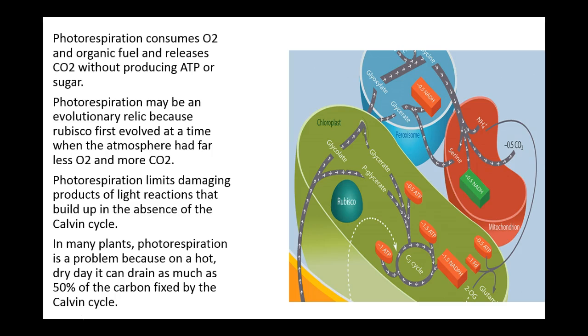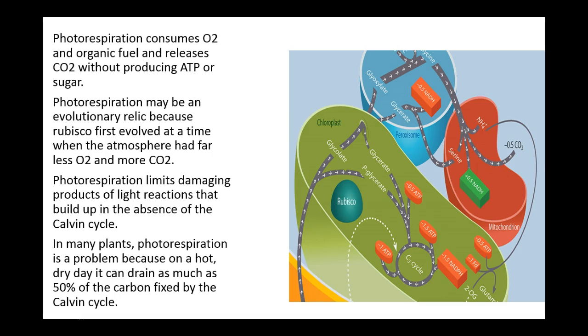When it first evolved, it evolved in a climate where there was an abundance of CO2. So the fact that it has an affinity for oxygen wasn't an issue at that time, but in this scenario, it becomes an issue because suddenly there's a lack of CO2. And that's one theory. Another theory is that it evolved to limit the damage of light reactions in the absence of the Calvin cycle.